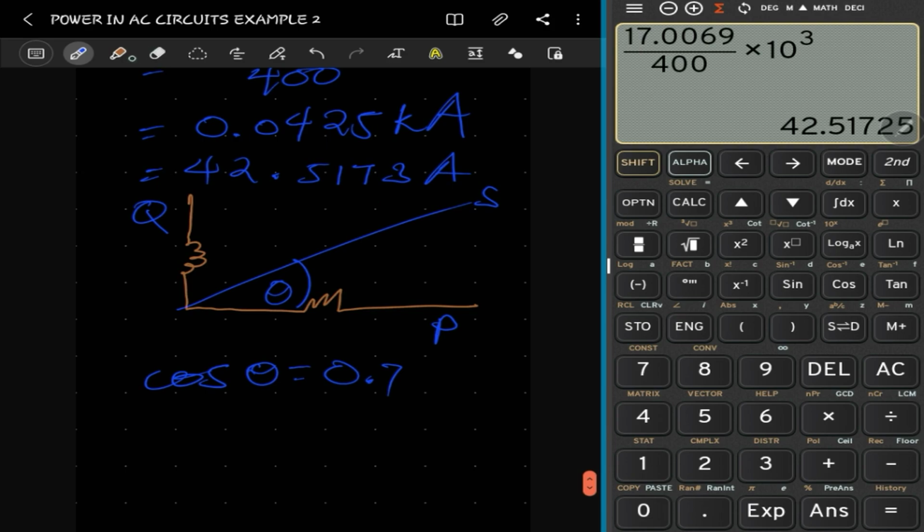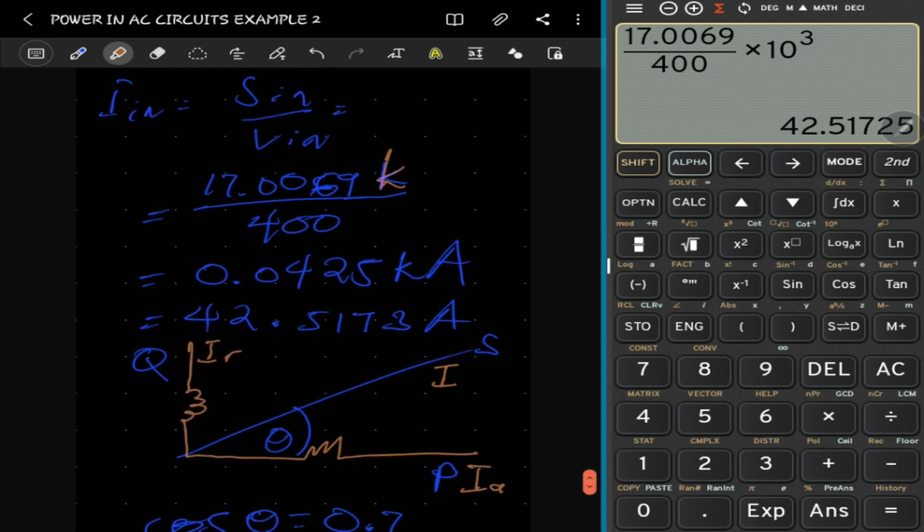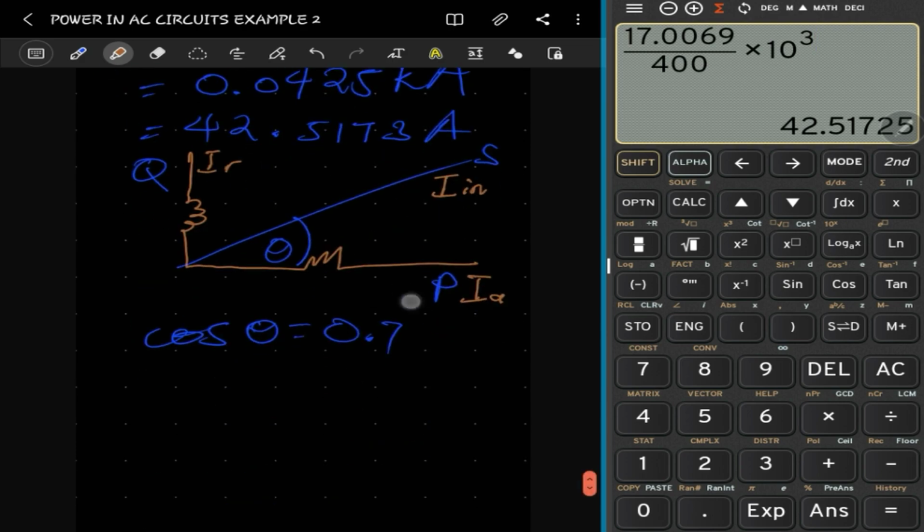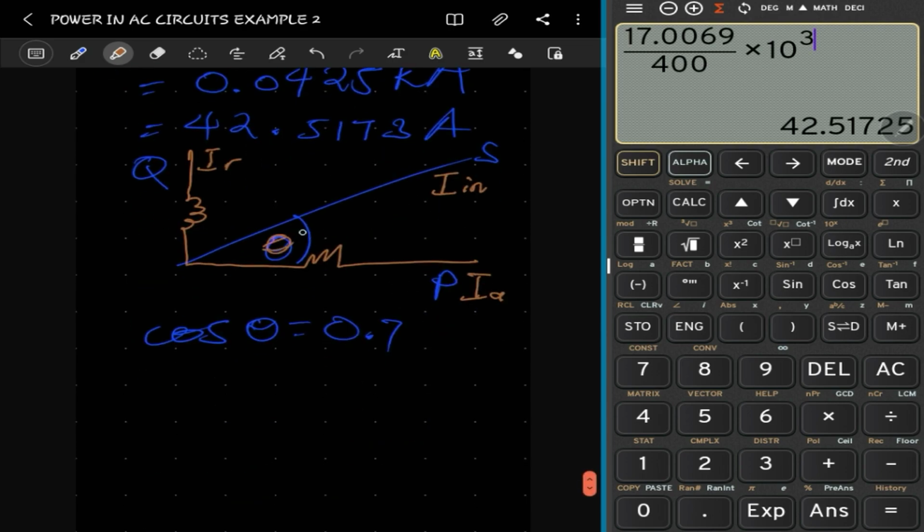So let's see, current can be here. Let's clean this up. Current will be here. This is active, right? Current will still be here, reactive. And this will be the total current, right? Which is the current in. So we can still use this phase angle here. If we are trying to find this one here, which is the x-axis, that will mean we use the cos theta. So the active component of the current, let's just make it IA.